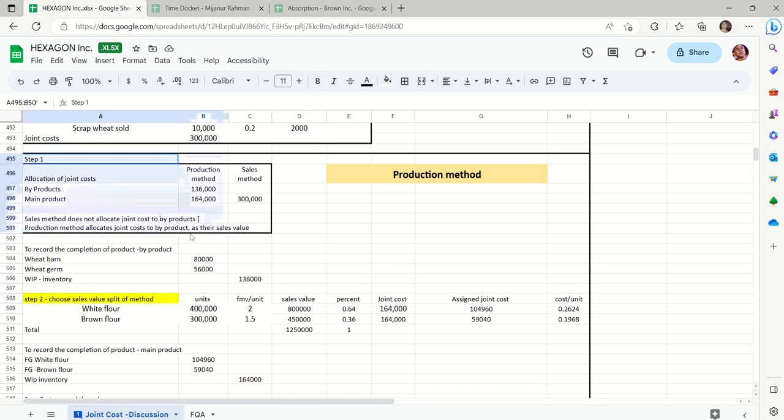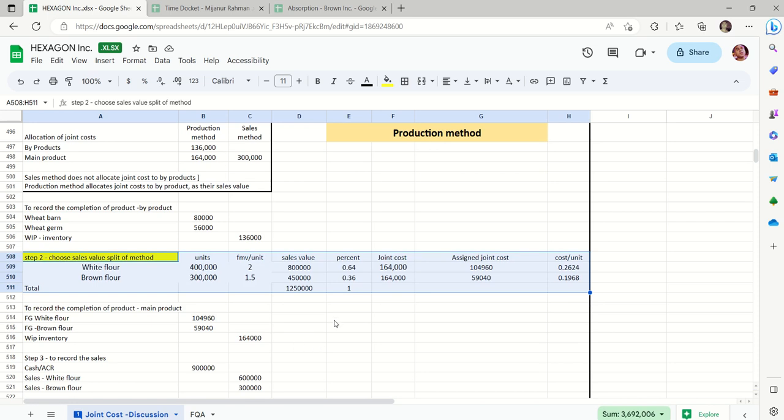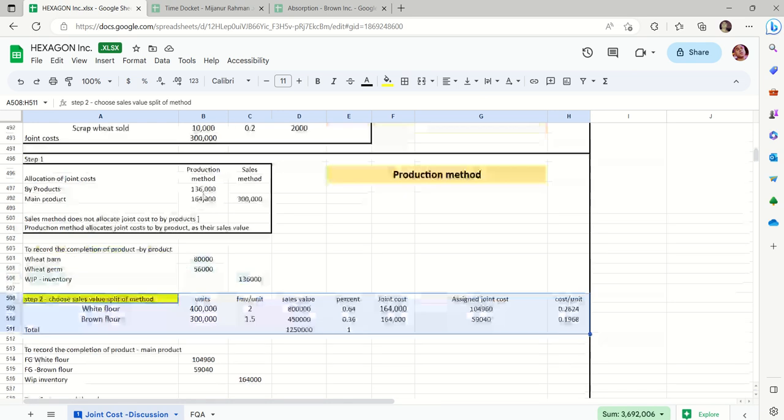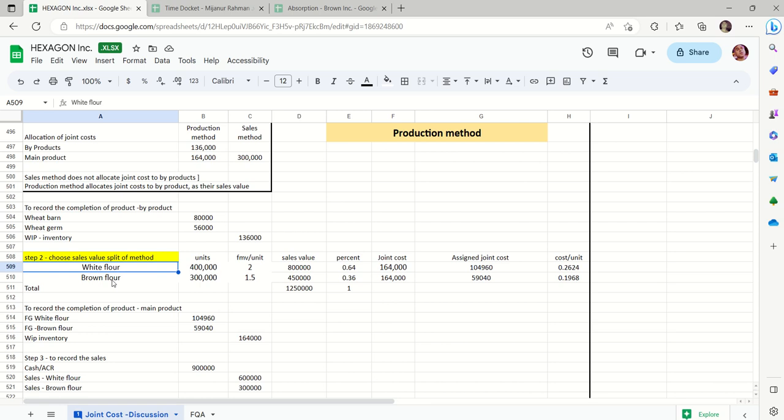In step 1, we allocate the joint costs between the byproducts and main products. In step 2, if we have more than one main product, then we would have to further allocate the joint costs to the main products. Here, we allocated $164,000 to the main products, white flour and brown flour. Now, we'd have to allocate this $164,000 between these two products.